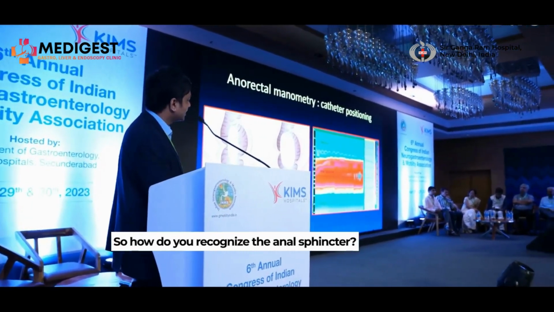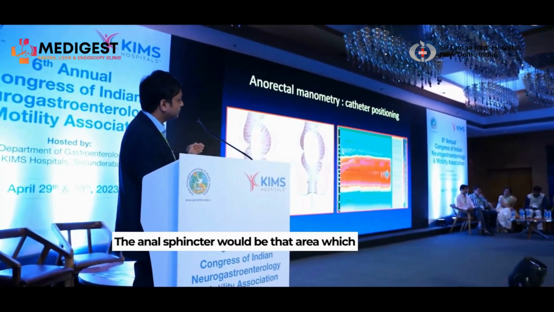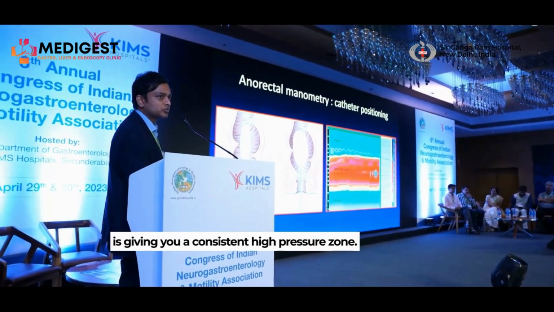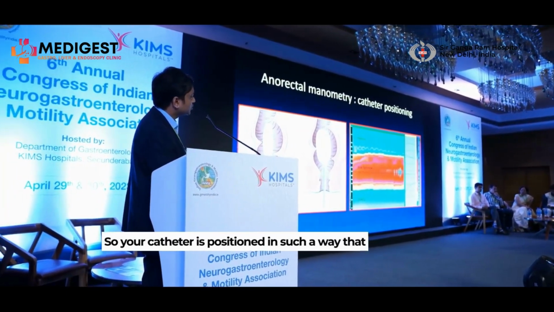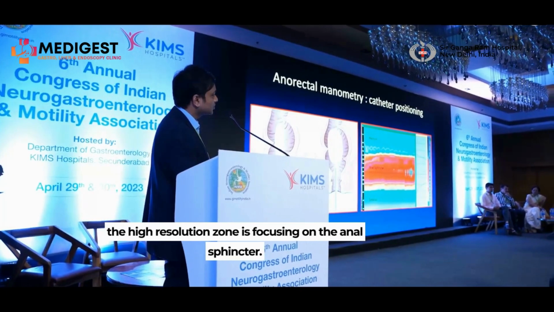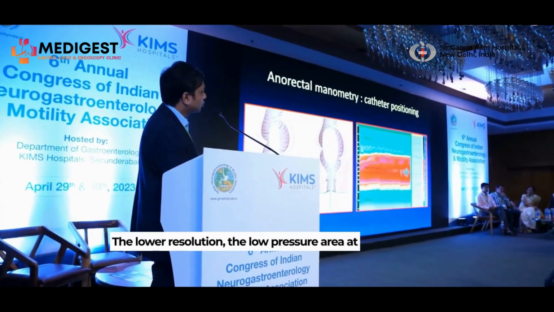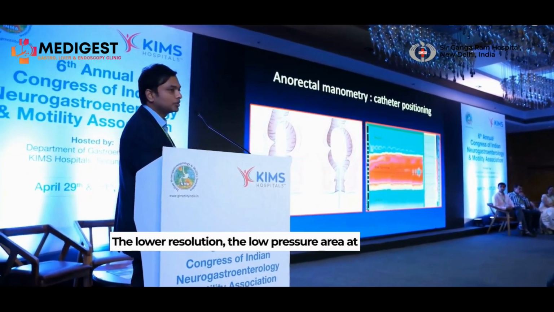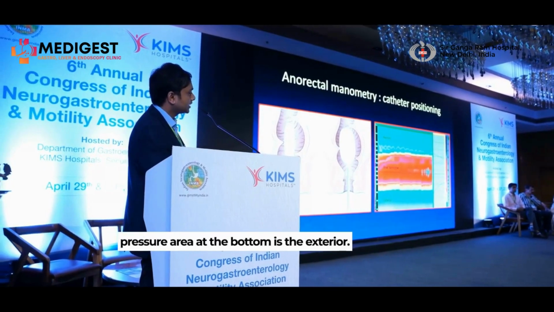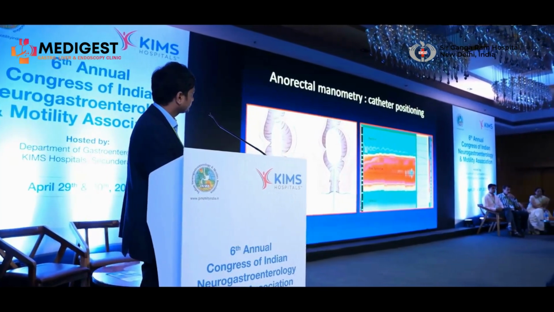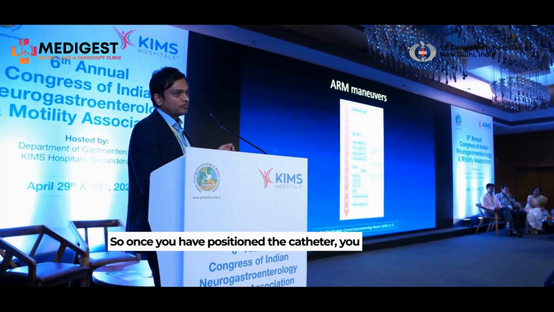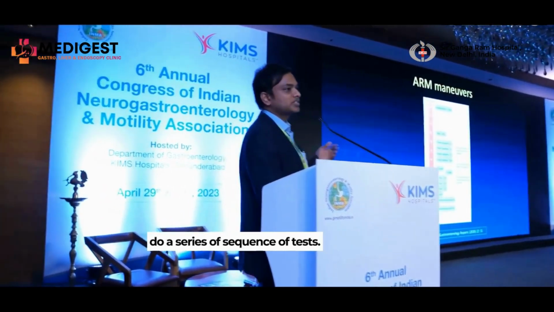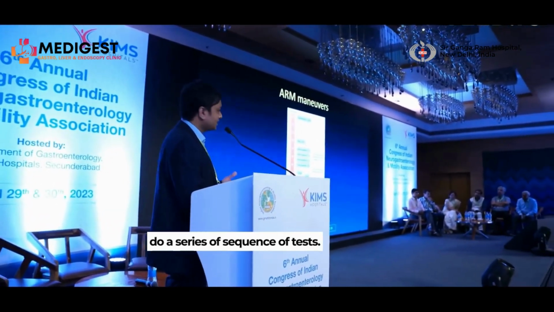So how do you recognize the anal sphincter? The anal sphincter would be that area which is giving you a consistent high pressure zone. So your catheter is positioned in such a way that the high resolution zone is focusing on the anal sphincter. The low pressure area at the top is the rectum, and the low pressure area at the bottom is the exterior. So once you have positioned the catheter, you do a sequence of tests.